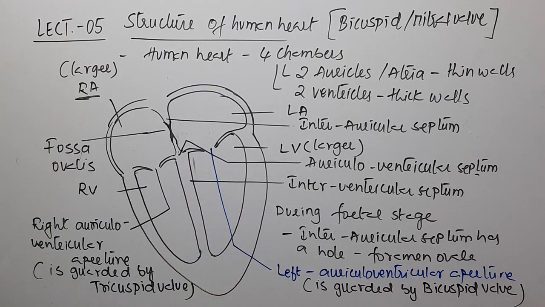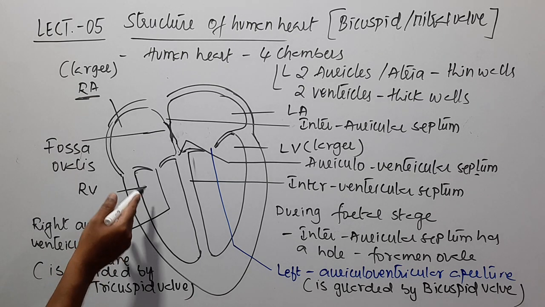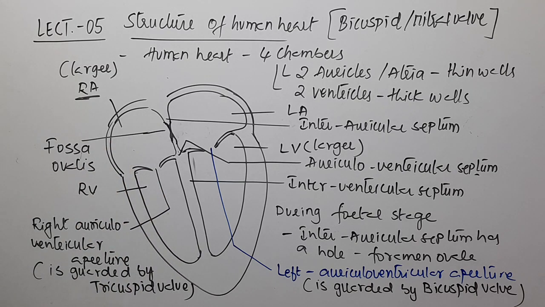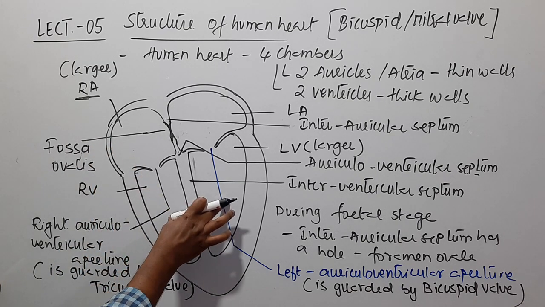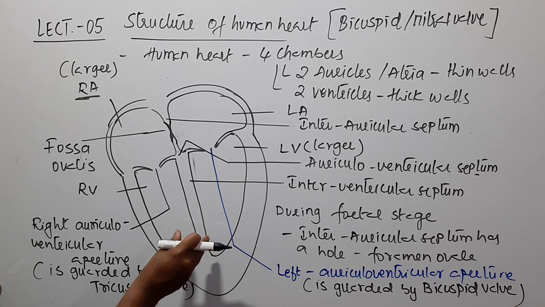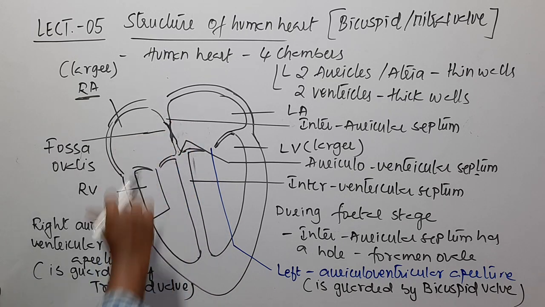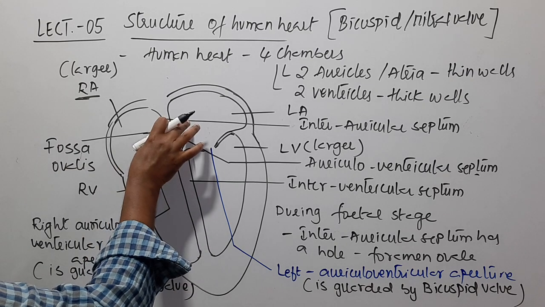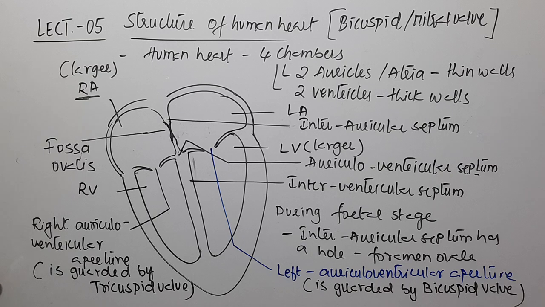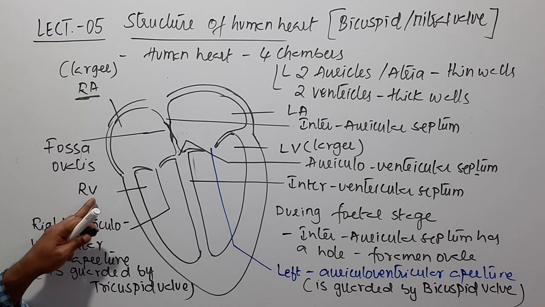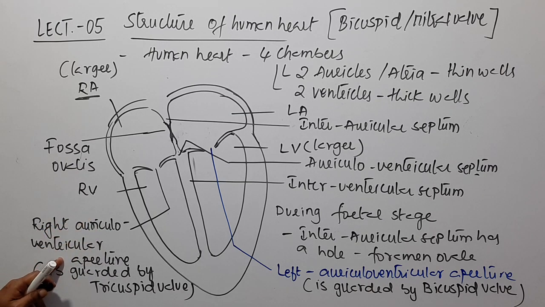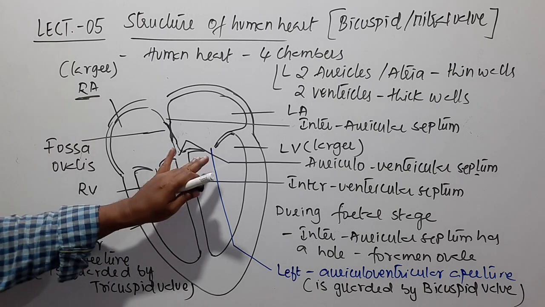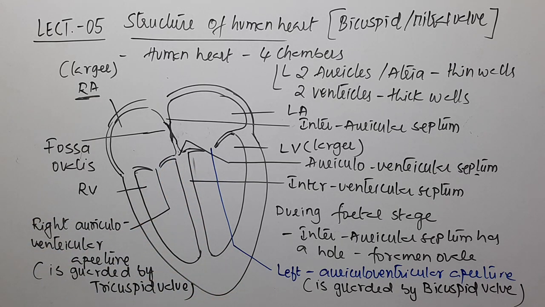The function of this tricuspid and bicuspid valve is to help in preventing the flow of blood back into the auricles. Once the blood comes to the ventricles, the contraction of the ventricles may push the blood back into the auricles. To prevent it, these valves are present. That is the tricuspid valve, guarding the right auriculoventricular aperture, and on this side it will be the bicuspid valve.